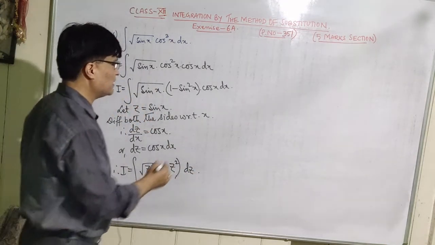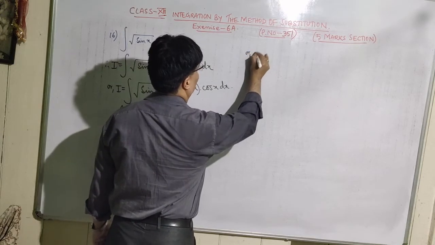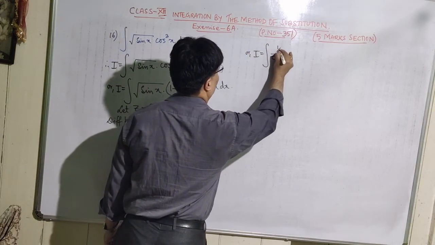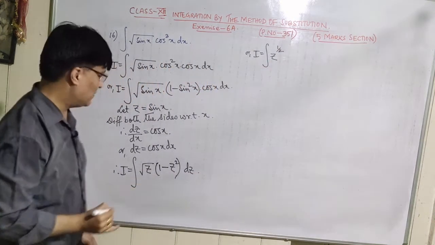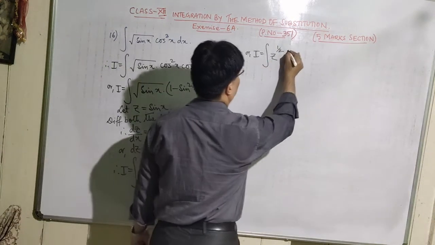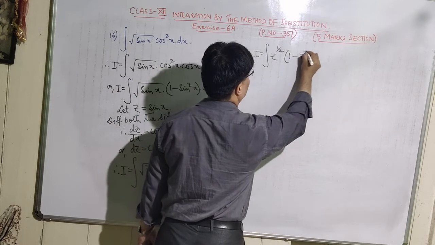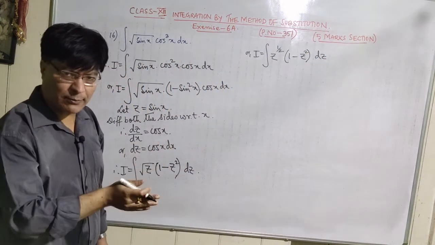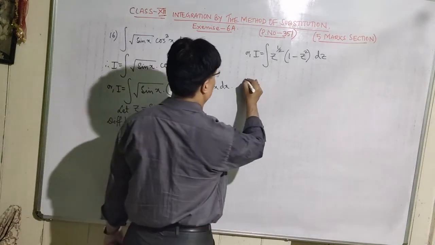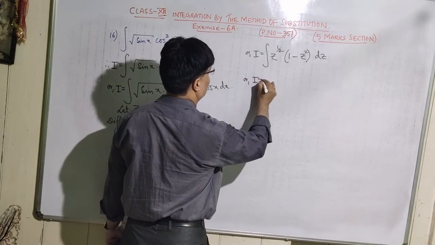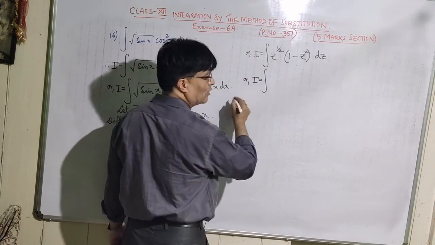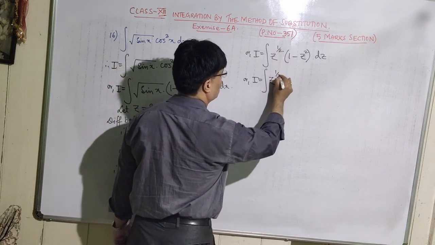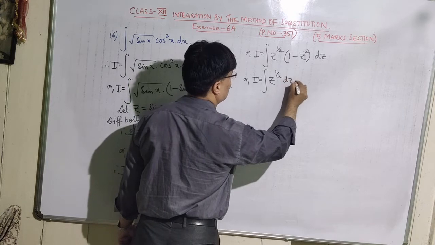So now let us simplify it. So I is equal to the integration of root over z, which means z to the power half, and within the bracket it is 1 minus z square dz. So let us multiply them and then separate it. We can separate it again: integration of z to the power half into 1, z to the power half dz.